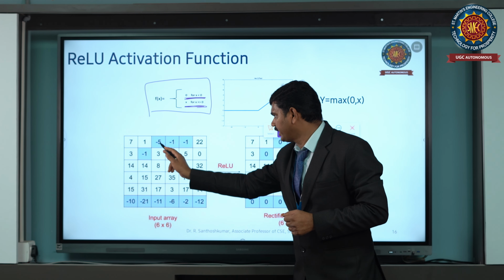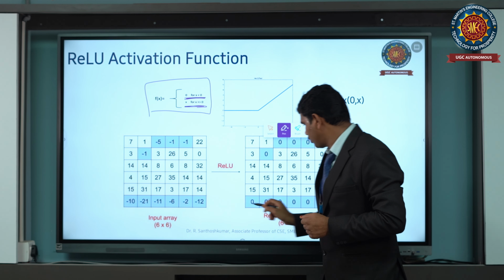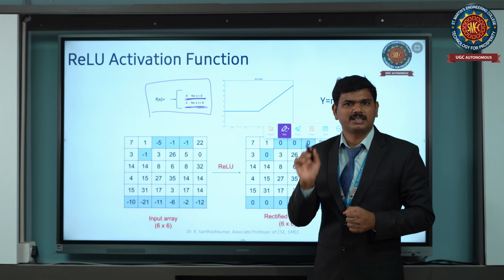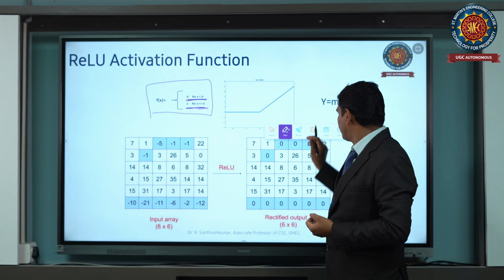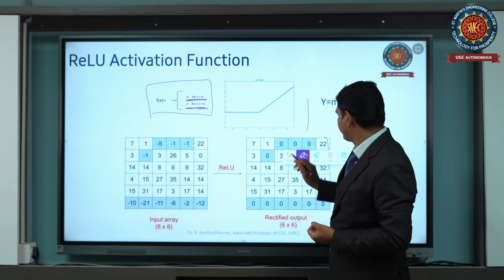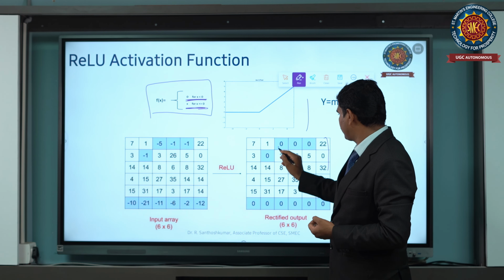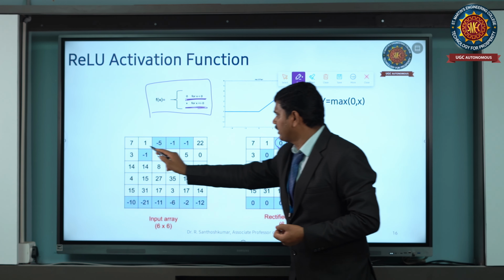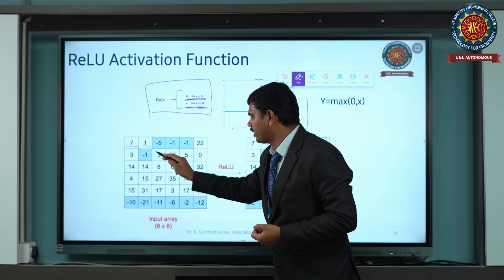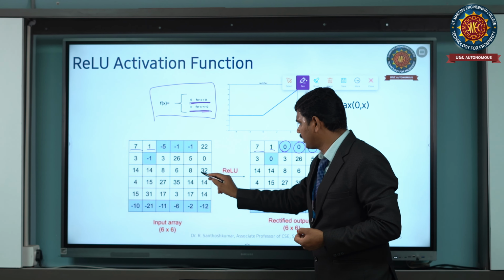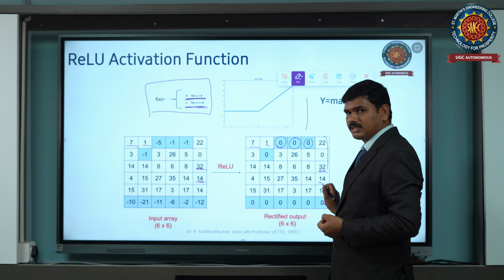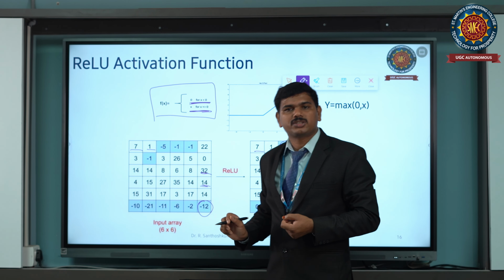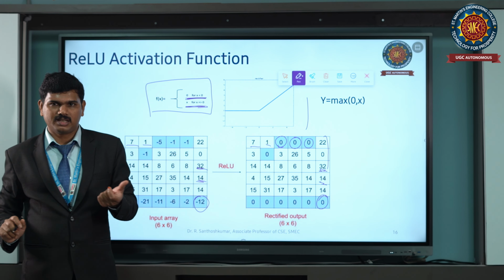For example here, the highlighted blue color are all negative values. Negative values means less than 0. So what is the concept here? If it is less than 0, it will make the value 0. Wherever the value is greater than or equal to 0, it remains the same. For example here 32 is there, the 32 remains the same. Here 14 is there, the 14 remains the same. Here minus 12 is there, the minus 12 is converted into 0. So this is the activation function's concept.